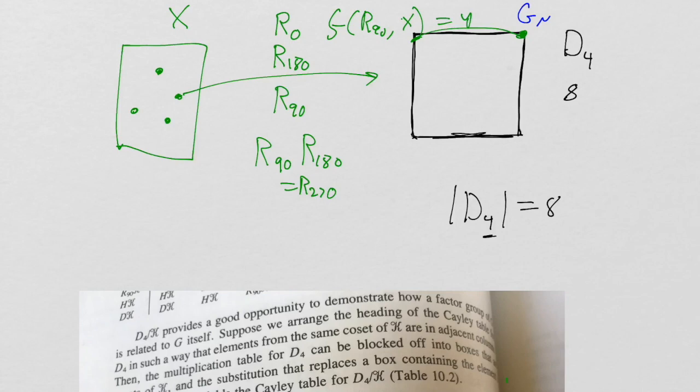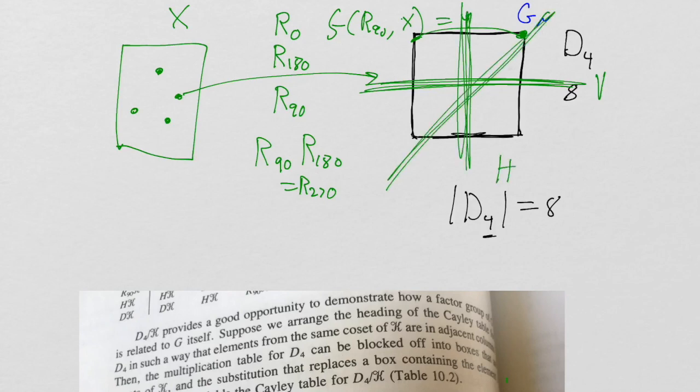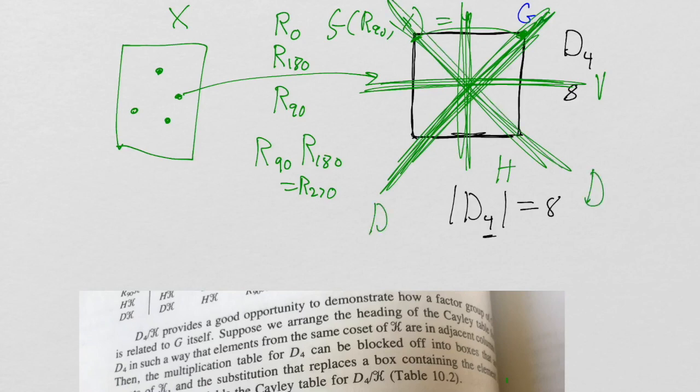We found 4, but clearly if you flip the square along this line, I guess we would call that a vertical flip. You could flip the square along that line, and you call that a horizontal flip. You could flip the square along that diagonal or this diagonal. We'll call this one D, and then this one D prime, right? And all of these are legitimate transformations of the square that leave the square unchanged. And so all of these are elements of the group.